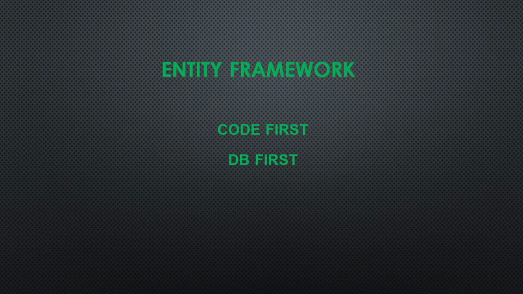We have two types in the Entity Framework. The first is called Code First and the second is called DB First. Code First means that we will start creating and building everything by code, while DB First means that we have an existing database and we need to use it in our Entity Framework. In this session, we will just focus on the Code First approach.